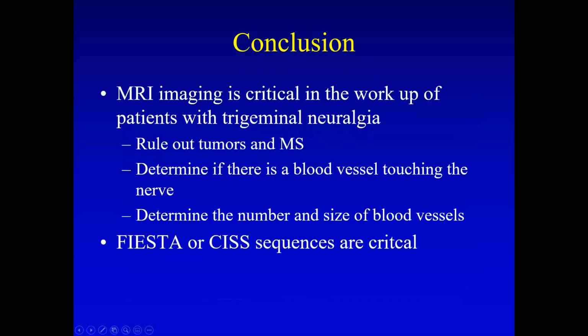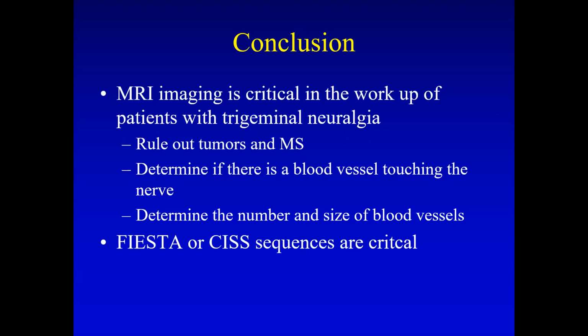So to summarize, MRI imaging is critical in the workup of patients with trigeminal neuralgia for the reasons I've shown. It tells us if there are blood vessels compressing the nerve as a cause of trigeminal neuralgia. And if that is the case, it allows us to see the number of blood vessels, the size of the blood vessels, and the location of the blood vessels with respect to the nerve. Also, the MRI scans allow us to rule out any tumors or multiple sclerosis or any other less common surprises that may be the cause of trigeminal neuralgia pain as well.